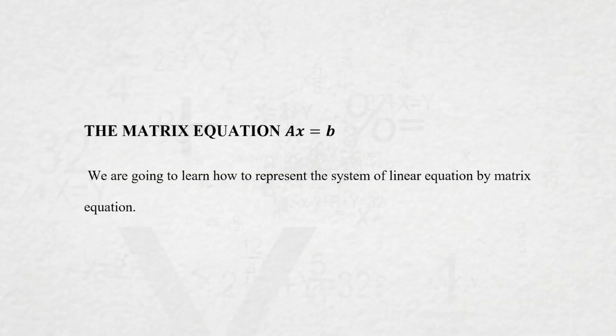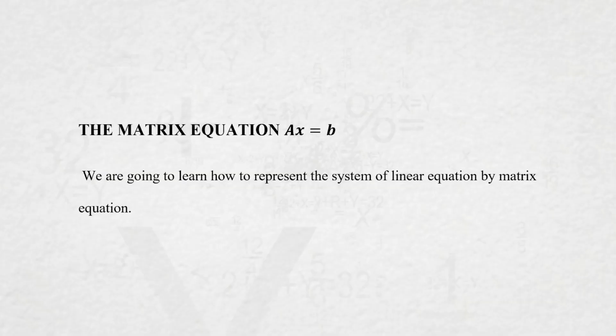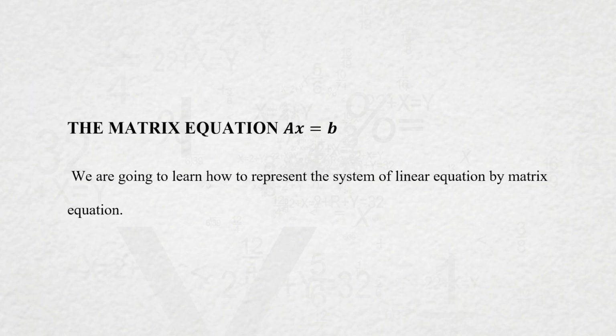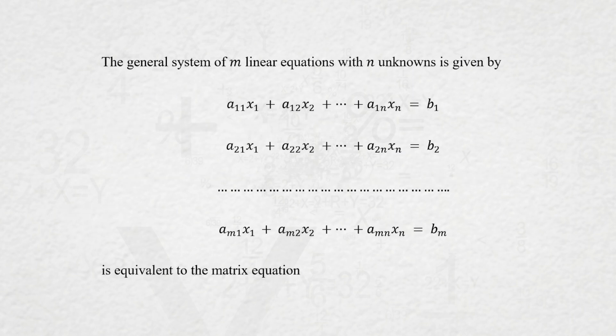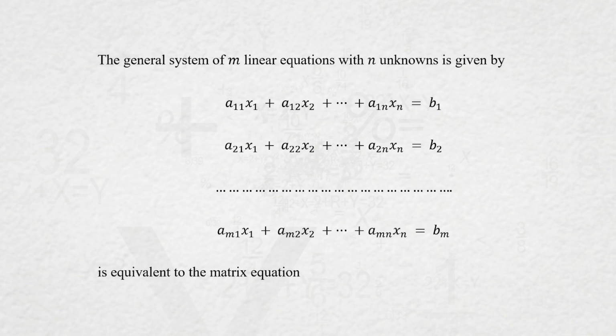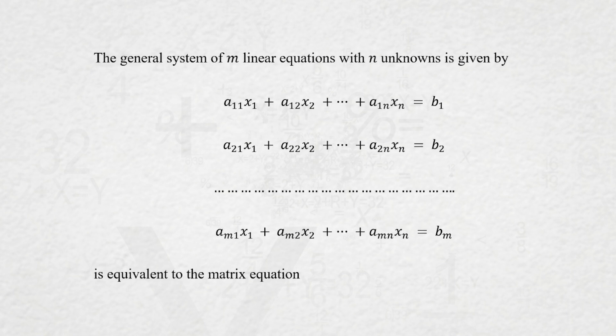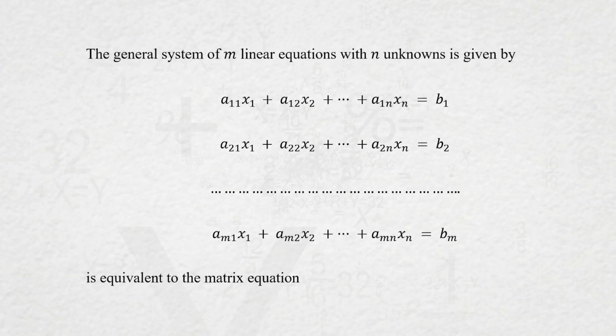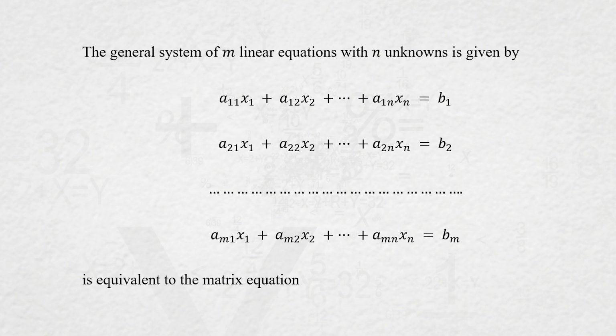The matrix equation Ax = b, that is what we are going to learn now. We are going to learn how to represent the system of linear equations by matrix equation. The general system of m linear equations with n unknowns is given by the equation. The system of equations is displayed on the screen, that is what we have discussed earlier.